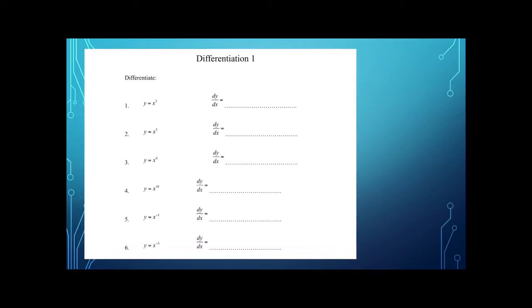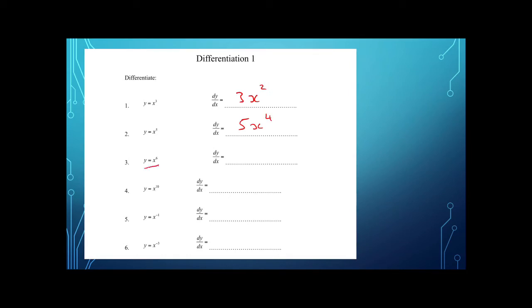Okay, dy dx. The 3 goes in front, and we take away 1 to give 3x squared. Number 2, the 5 goes in front, and we take away 1 to give 5x to the 4.